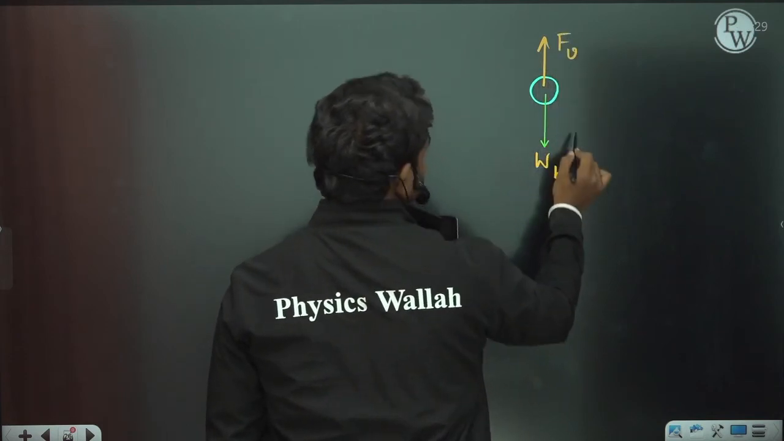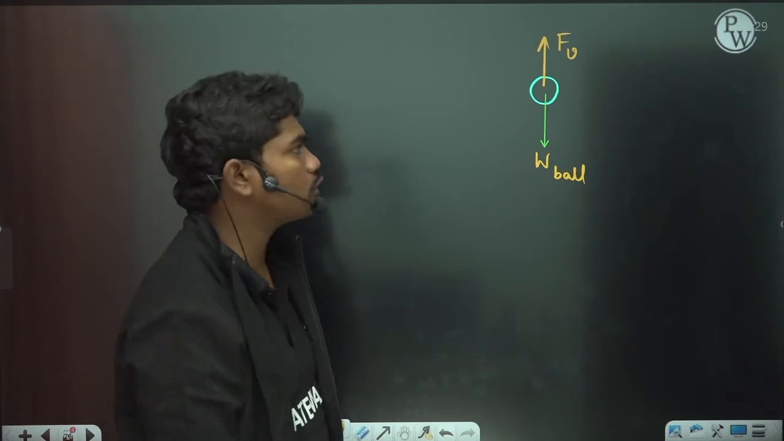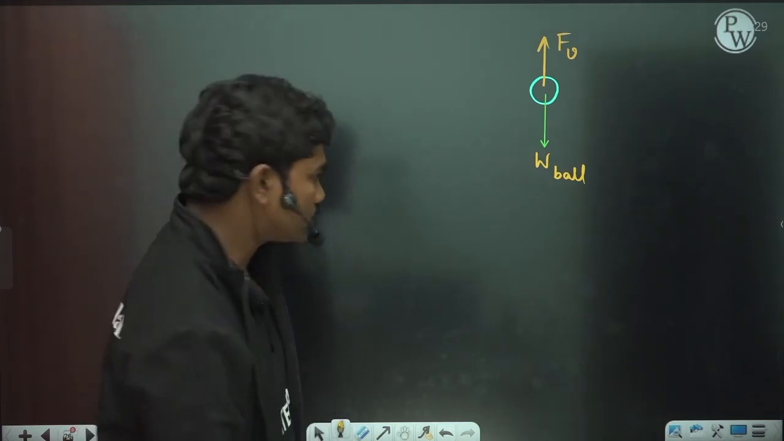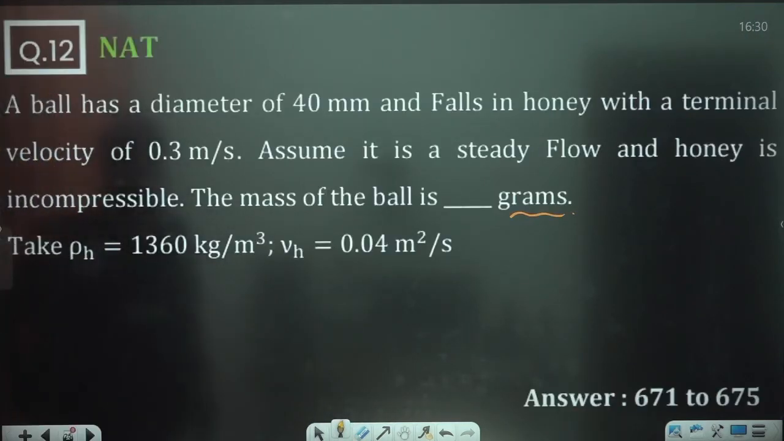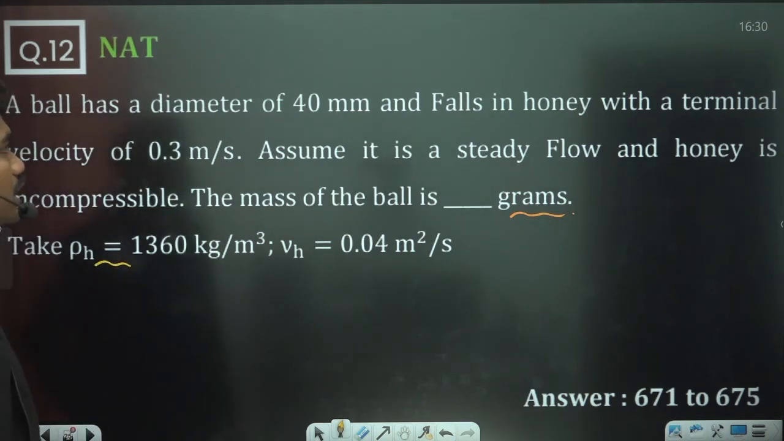Since the ball is moving at steady state, the net force acting on the ball is 0. These are the two forces, and of course buoyancy is also there. Let us see, did they give you the density of honey? Yes, the density of honey is also given. So there is viscous force, and along with that there is also buoyancy force.